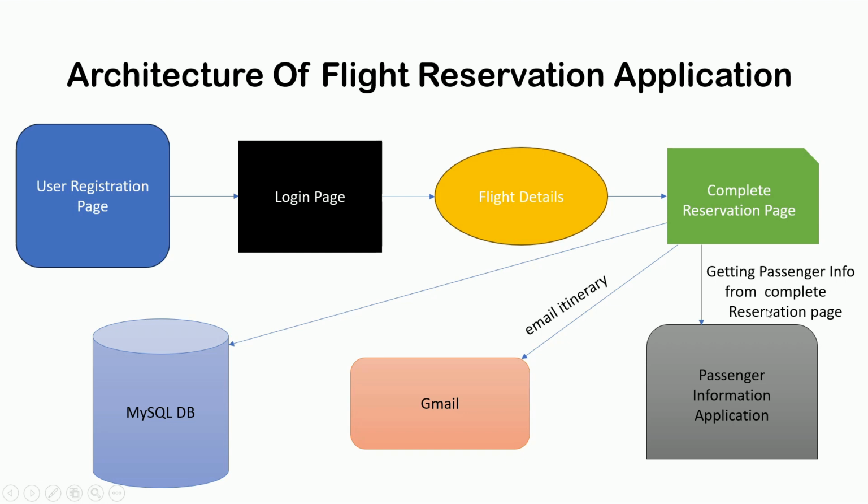Okay, then the next thing is passenger information. Here we can see that it gets passenger info from the complete reservation page. This is about the complete flight reservation application. Along with the reservation application, we also have a separate microservice, which is the passenger information application. This microservice calls the passenger information application.